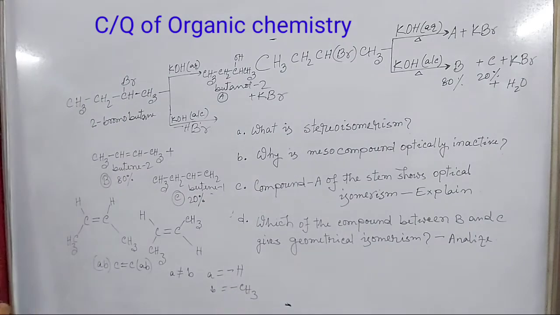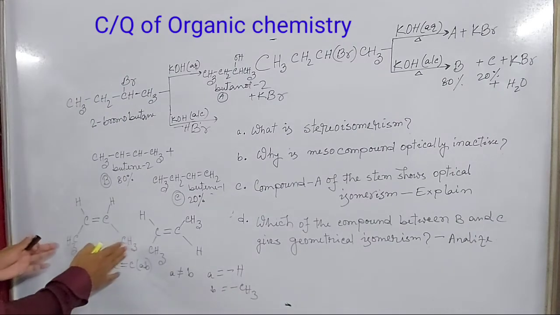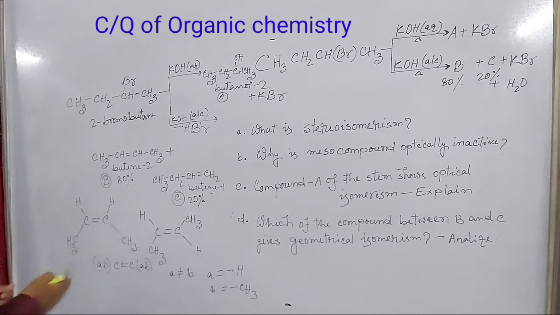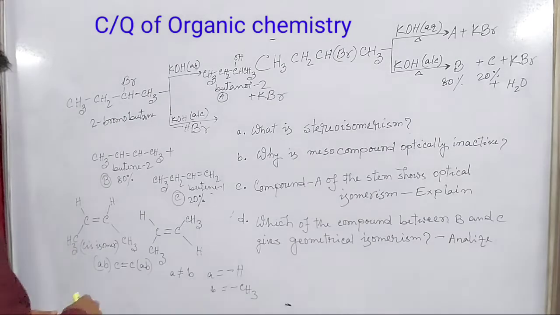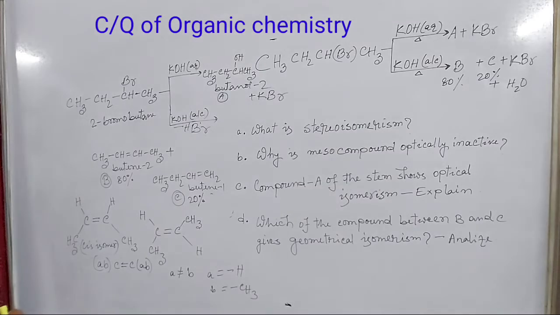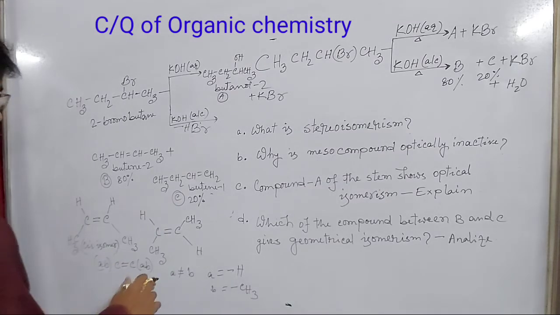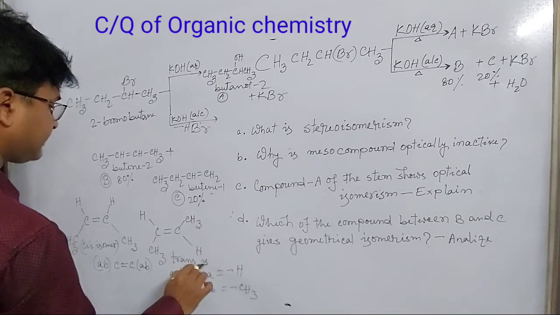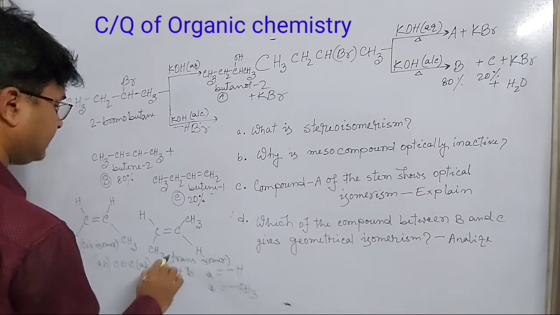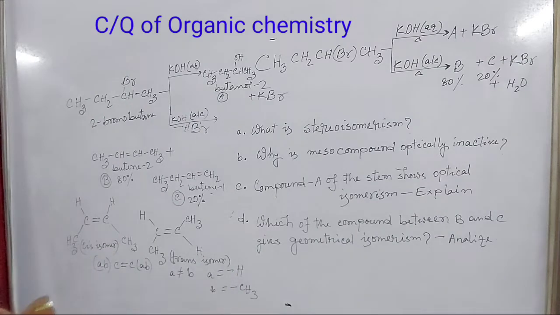and when the two same groups or atoms are on the same side of the carbon-carbon double bond, then it is called the cis isomer, and the name of this compound is cis butene 2. And when the two same groups or atoms are on opposite sides of the carbon-carbon double bond, then it is called the trans isomer, and the name of this compound will be trans butene 2.